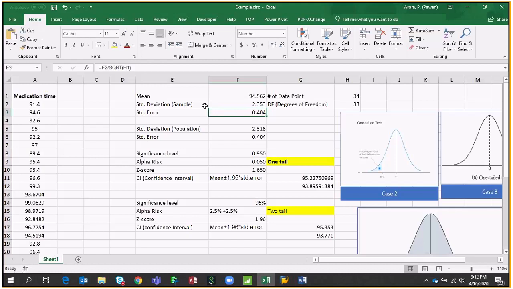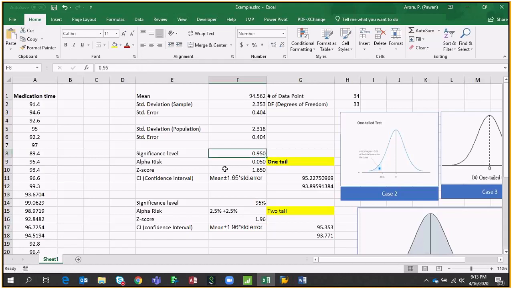Now this standard error is very important in calculating the confidence interval. Let me repeat, this standard error is very important in calculating the confidence interval. The formula of confidence interval is equals to mean plus minus 1.65 into standard error. The other formula is mean plus minus 1.96 multiplied by standard error. Now you will think, what is this 1.65 or 1.96? So for this, let me show you why it is 1.65 and why here we are considering 1.96.